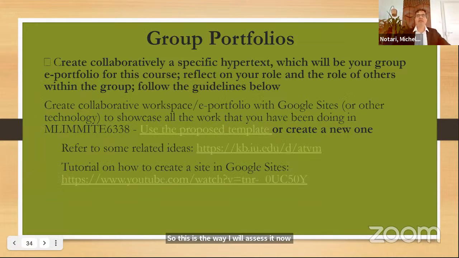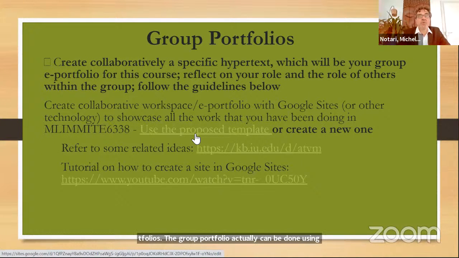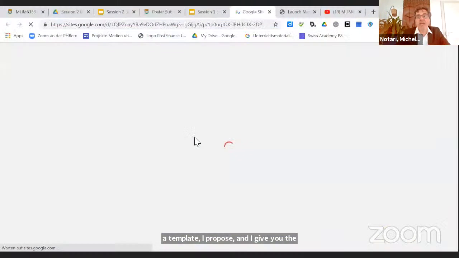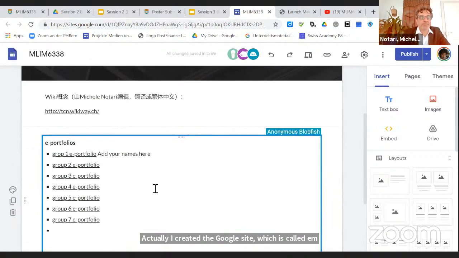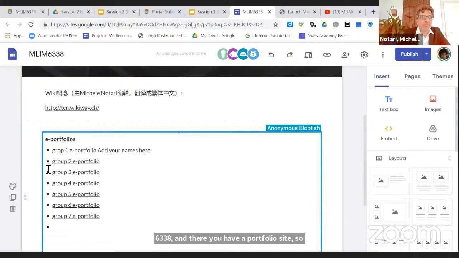Now we go a bit more in detail of these group portfolios. The group portfolio actually can be done using a template I propose, and I show you this template. Actually, I created a Google site which is called MLIM6338, and there you have the ePortfolio site. So this could be the ePortfolio start site. Of course, from this site on, you have to navigate, you create a hypertext. But this is a start site. You can start from here, so you don't have to create anything else starting here.